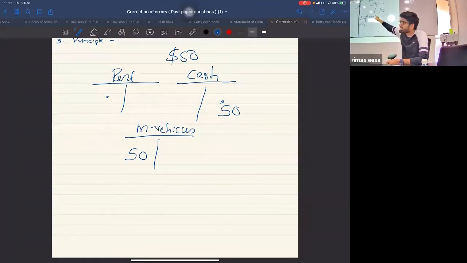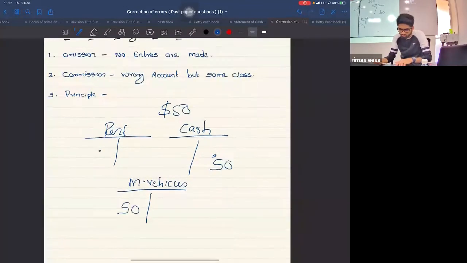Why different class? Rent is what? Expense. But motor vehicle is what to you? Assets. Rent is expense, motor vehicle is assets. Then they are not in the same class. So what do you mean by principle? Entering in the wrong account, but also in a different class. Is that clear? Right. A small note for principle now.